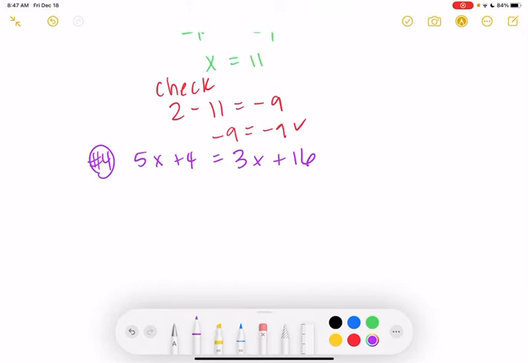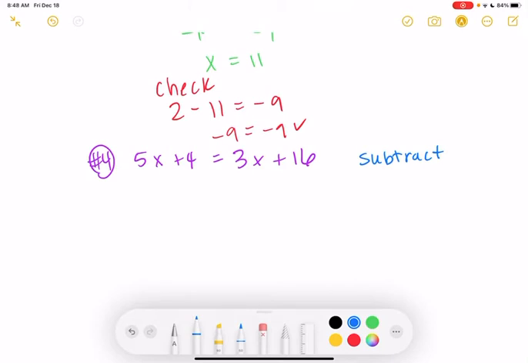Okay, so our goal is just to get all the x's to one side and all of our whole numbers to the other. It's totally up to you how you would like to do this, but we know that we're going to subtract. So if you want to try a different way, you are welcome to do that.